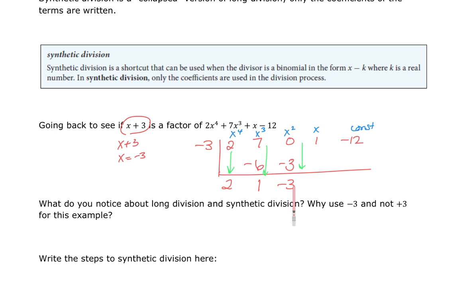This negative 3 multiplied by this negative 3 is a positive 9. And I'm going to add straight down. This gives me 10. This negative 3 and this 10 gives me a negative 30. This little box is your remainder, which is negative 42.